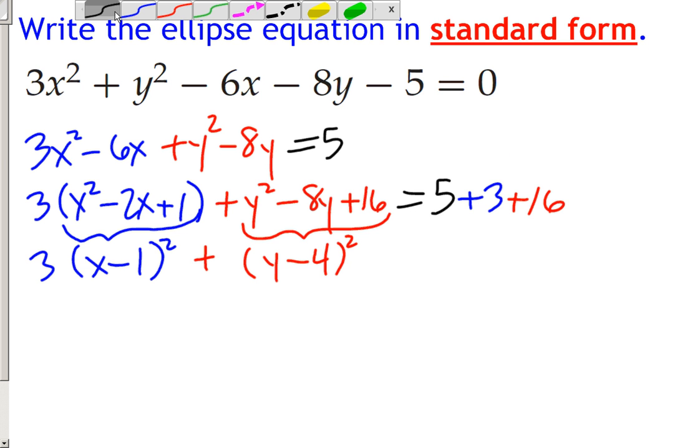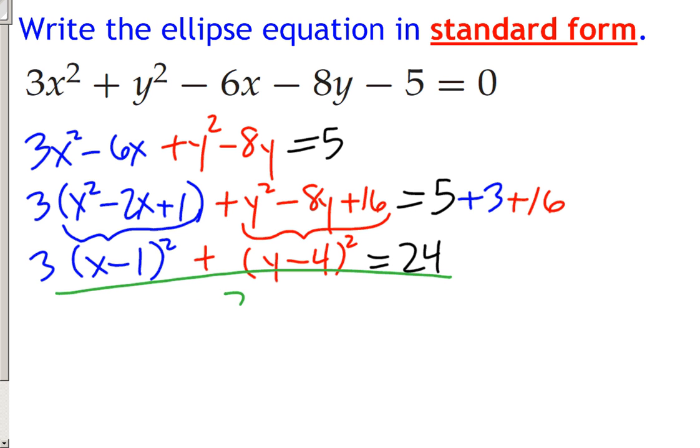And all that changes into, so 16 plus 5 is 21, plus 3 is 24. There's one big last thing we need to do. Because this is a 24 and not a 1, you got to divide everything by 24. And then let's clean it up and we're done.